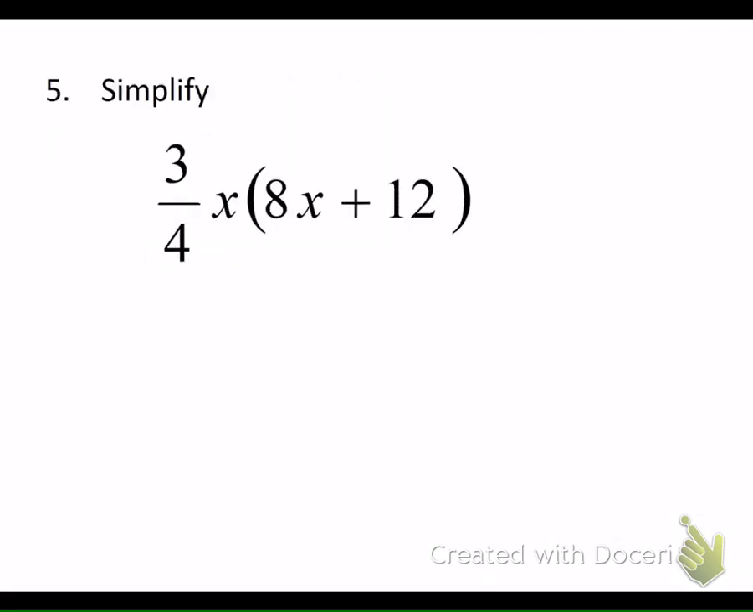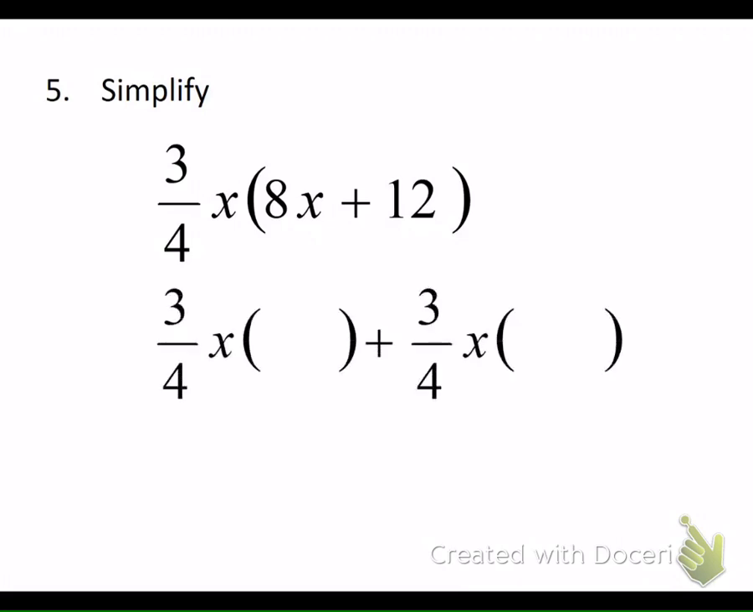All right, number 5. Okay, so each of those terms is going to be multiplied by that 3/4 x. So we have 8x here, 12 here. Now, on the fractions, I do like to write them out because now I can do the simplifying as I go. So you can cross out the 4 and the 8 and make it a 1 and a 2. 4 and the 12 is a 1 and a 3.